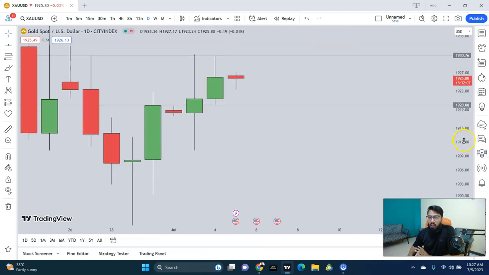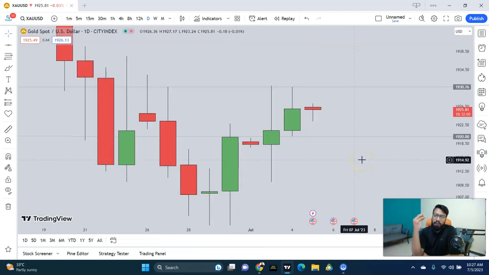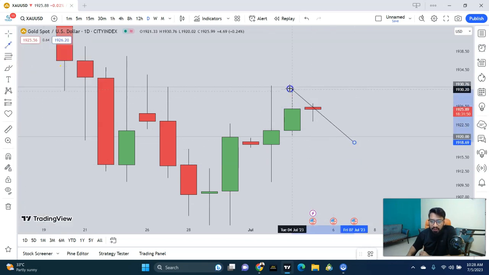So when you open the chart, you anticipate the price movement through the last day candle. So we can easily anticipate that price can fill this zone. This range can be filled, because last day price action gave a range to go move up.